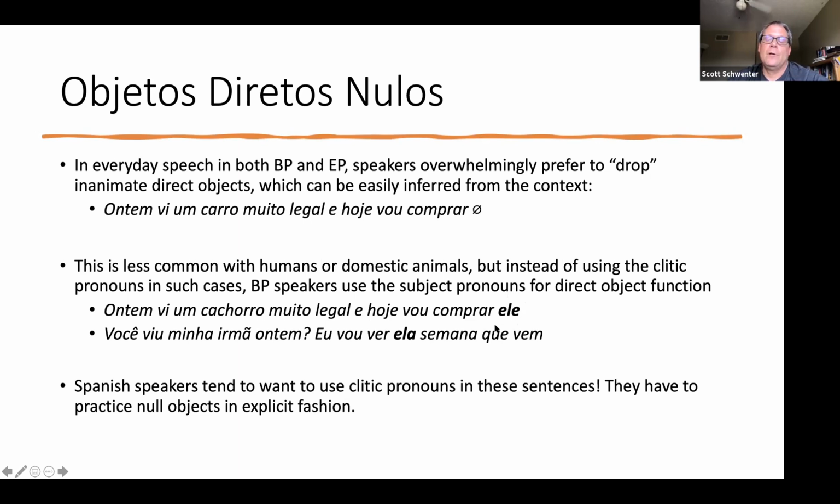All right, so when I tell my students about this, right, this is actually an innovation in Brazilian Portuguese. I tell them this is like us in English saying, yesterday I saw a really cool dog and today I'm going to buy he, right? That's what it would sound like to someone from Portugal, because they cannot put this subject pronoun in this place where it's a direct object of the verb comprar.